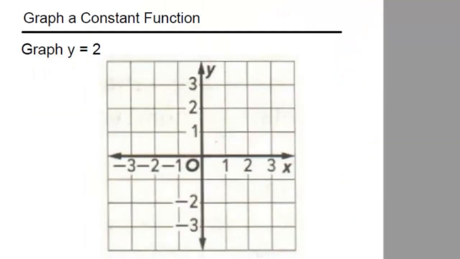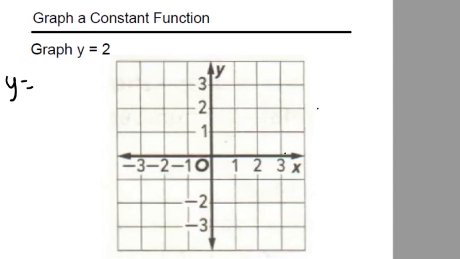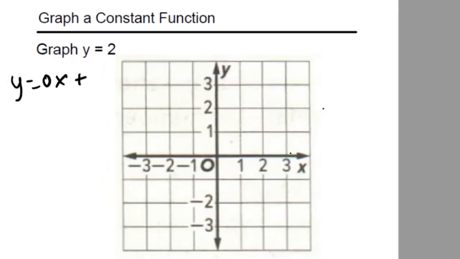For our next example, they want us to graph a constant function. They want us to graph y equals 2. Now, if you wanted to, you could put a 0x plus 2 in there as a reminder that a constant function has a 0 slope, which means it's flat. So our constant function of y equals 2 is just going to go horizontally through the 2 on the y-axis.